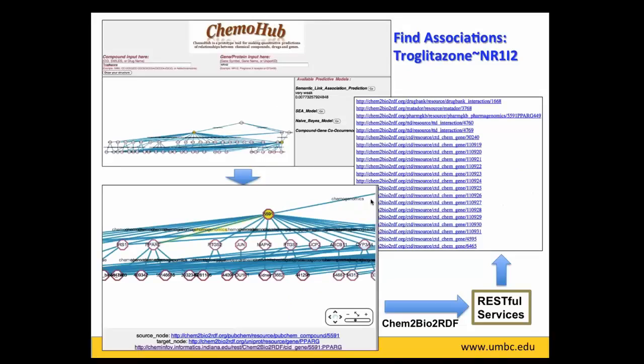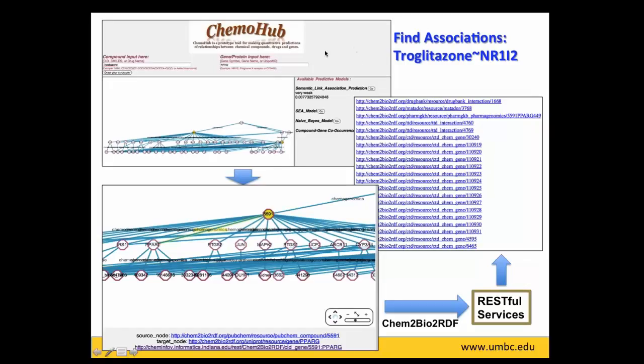So this is a screenshot I just put here. The ChemoHub takes two inputs. One is a chemical compound. You can put the CID number, the PubChem compound ID number, SMILES, or drug names. And for the gene, you can put the gene symbol, gene name, and UniProt ID. Then you can select the prediction models we include here. You can just find some results to assess the strengths of this particular association.